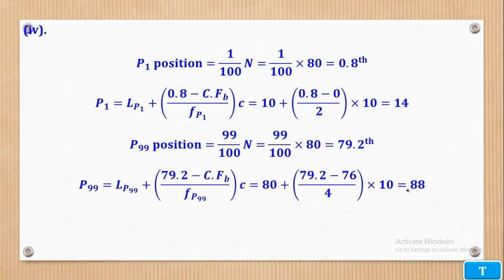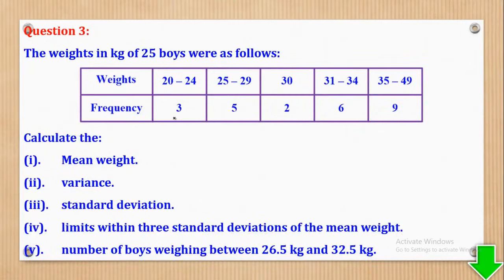And that would be the P99. Therefore, the range will be got by subtracting the two to give you this as the answer. Then question 3 says the weights in kilograms of 25 boys were as follows. So these are the weights and these are the frequencies. Then calculate Roman 1 mean weight, Roman 2 variance, Roman 3 standard deviation, Roman 4 limits within 3 standard deviations of the mean weight.